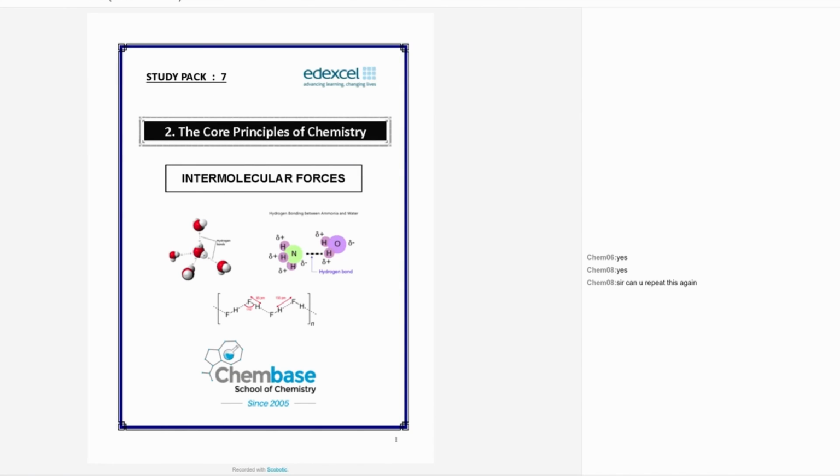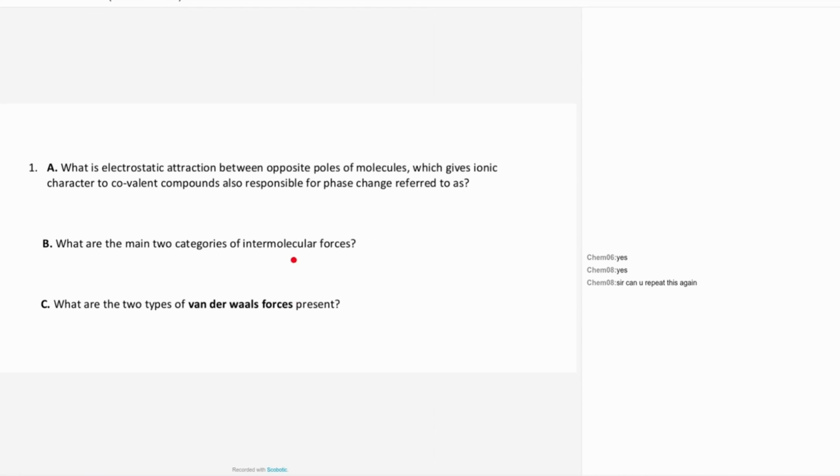The first question: what is the electrostatic attraction between opposite poles of molecules, which gives ionic character to covalent compounds and is also responsible for phase change? You can say, intermolecular attractions.